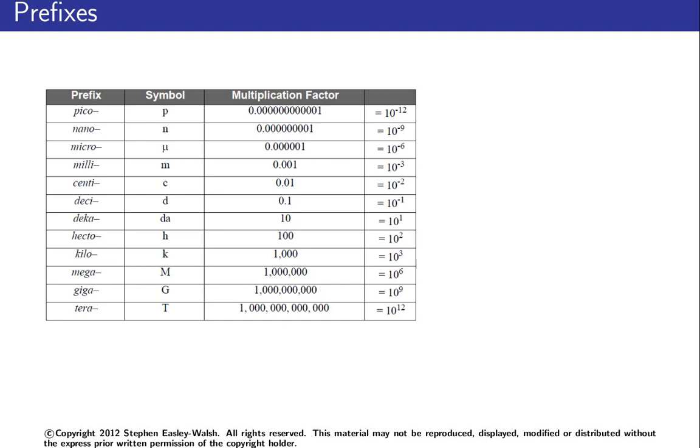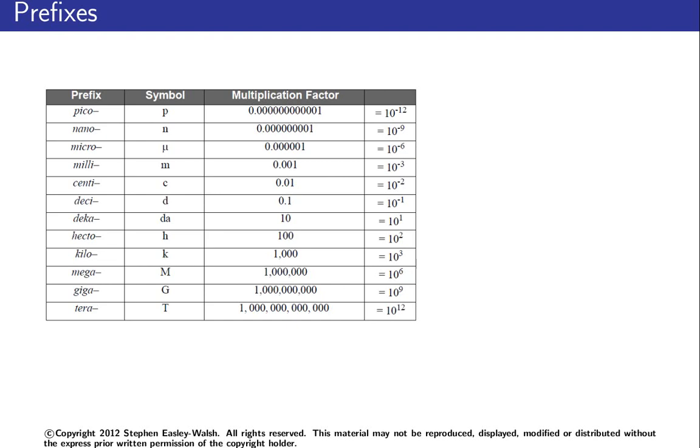Now, some of these you've seen before. For example, kilogram is a familiar one, as is centimeter or kilometer and so on. The bigger ones would be familiar too for using your hard drive. For example, terabyte, gigabyte, megabyte, kilobyte, and so on and so on.